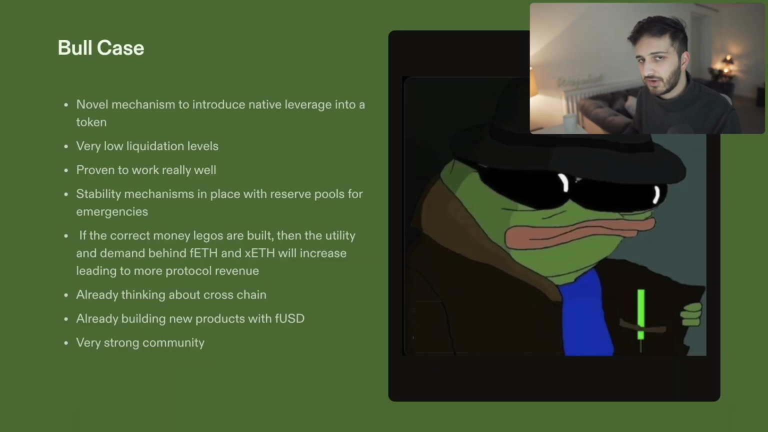So just to end things off, as always, we like to talk about the bull and bear case. I think the bull case is pretty clear to me. We've got novel mechanics introducing native leverage into a token without the real risk of funding rates, liquidations, and things like that. And I think so far it's proven to work really well. We already have stability mechanisms in place with reserve pools for emergencies that are building. And I think if the correct money Legos are built, then creating that demand for fETH and xETH assets will increase, and I think that will end up leading to more protocol revenue.